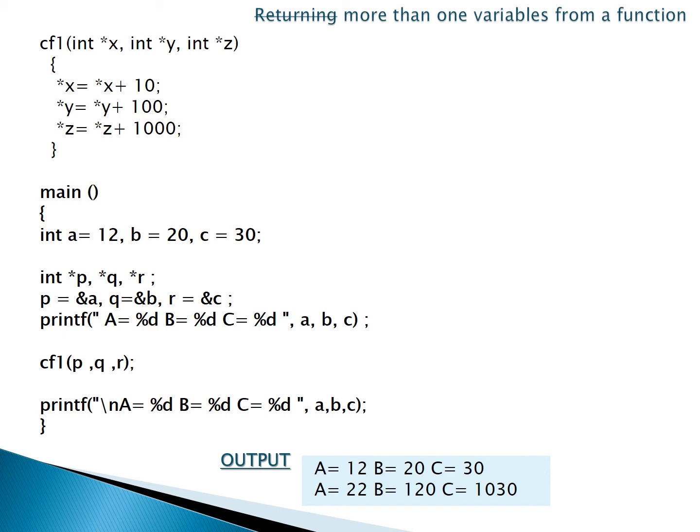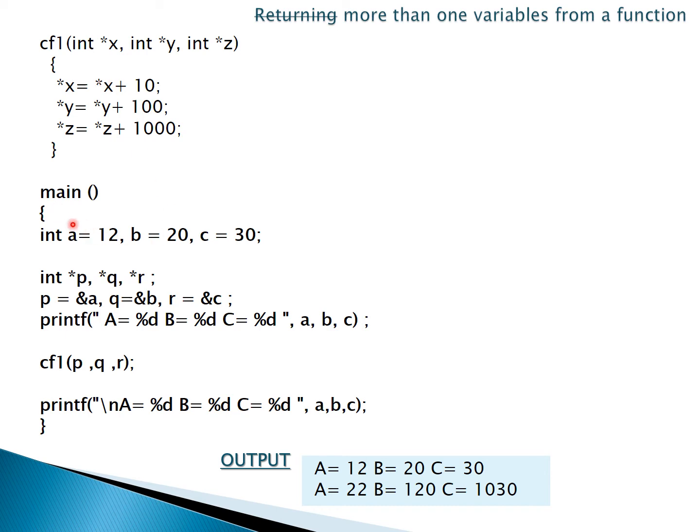Returning more than one variable from a function. Actually, we will not return more than one variable from a function, but we will send three addresses to this function, and this function will make changes directly on those addresses. So that's how we say that we are returning more than one variable.